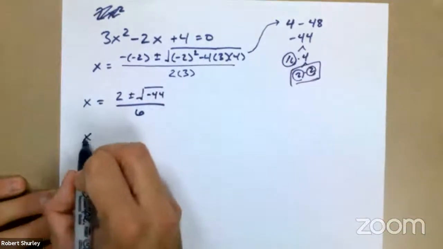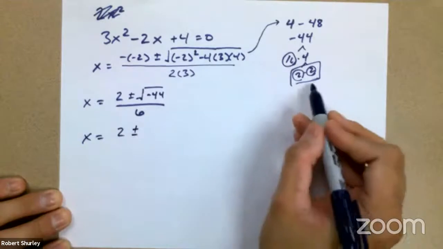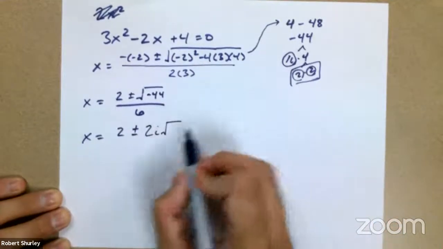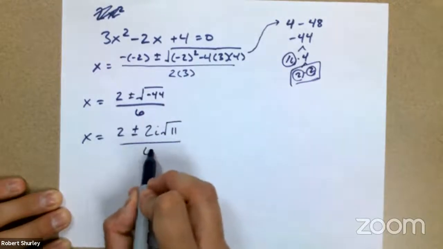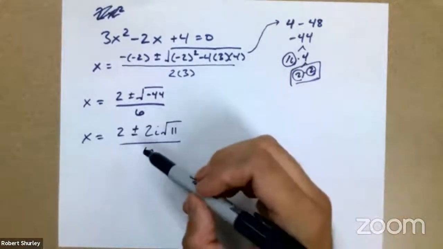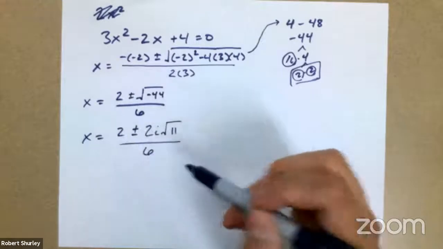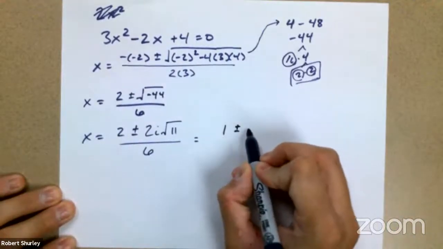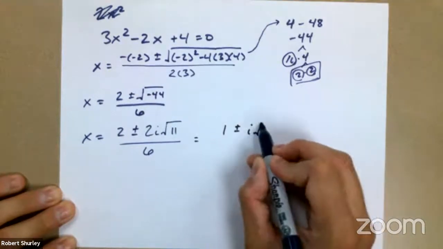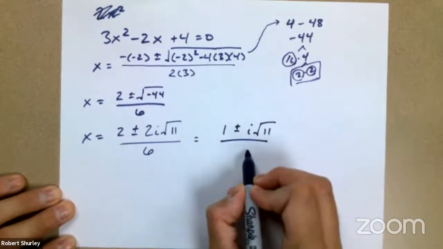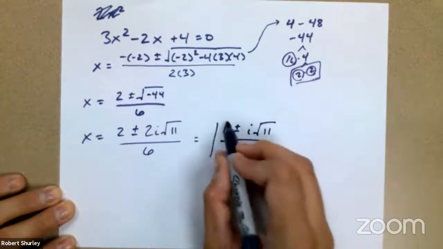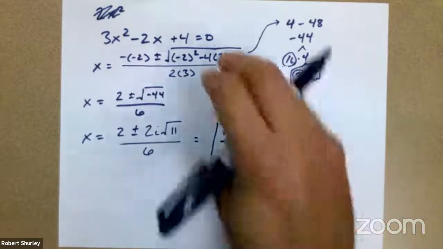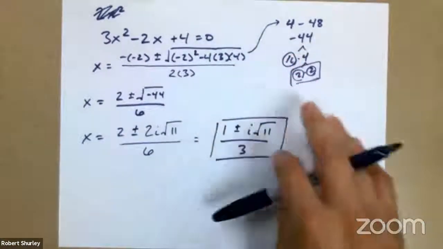4 is 2 times 2, so I can take a 2 out. So I wind up with 2 plus or minus, take the 2 out and the i out, square root, now the 11's got to stay under, all over 6. And same thing, all of these are divisible by 2 again, 2, 2, and 6. So this winds up being 1 plus or minus, really 1i, but we don't write the 1 as a coefficient, all over 3. Awesome.